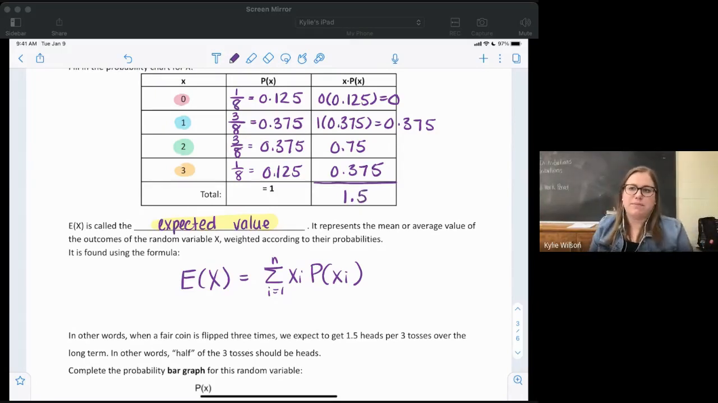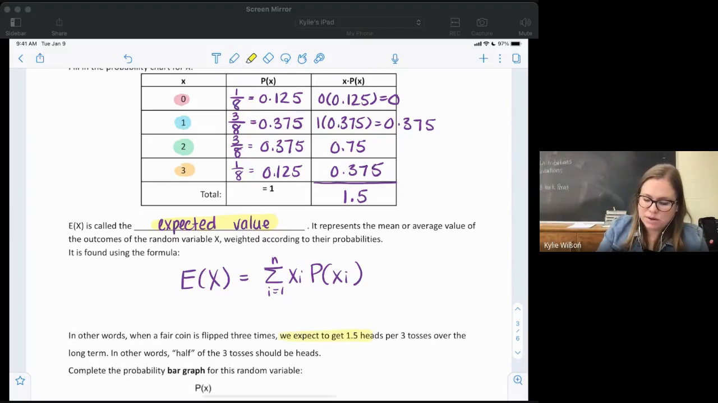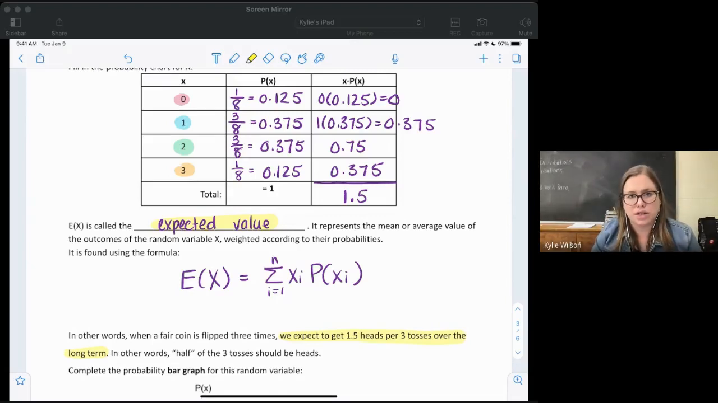Now, similar to before, you may be thinking, I can't have 0.5 of a heads with heads or tails. How does that work? What this means is that when our fair coin is tossed 3 times, we expect we will get 1.5 heads over 3 tosses in the long term. So if I consistently do this, I should be right in between getting 1 heads and 2 heads. Although I can't actually get 1.5 heads, right in between 1 and 2 is my expected value.